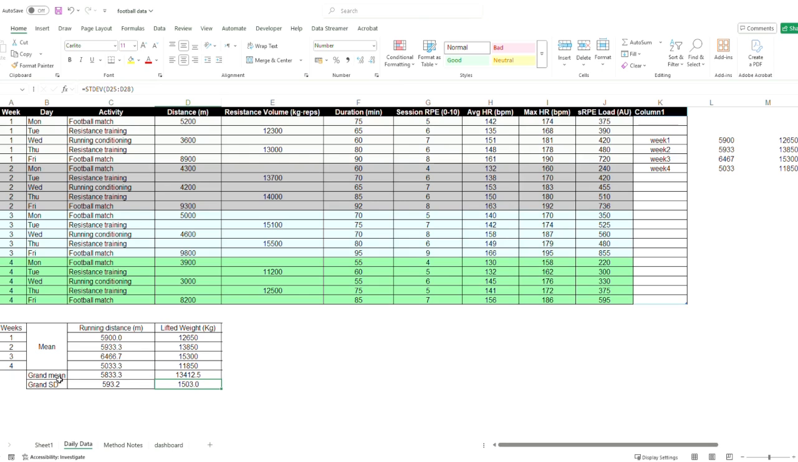Now we have the average distance and weight for each week, and the next step is to calculate a grand mean, which is the month average, and a grand standard deviation, which is the month variation score.